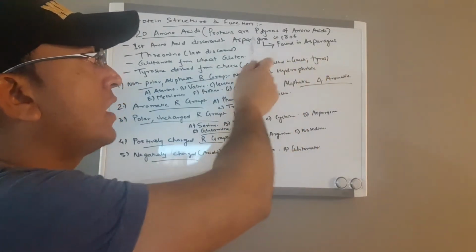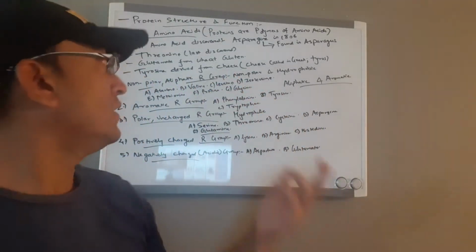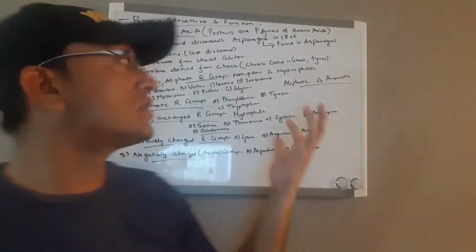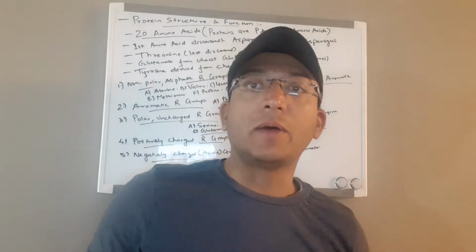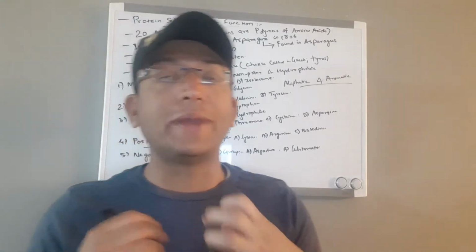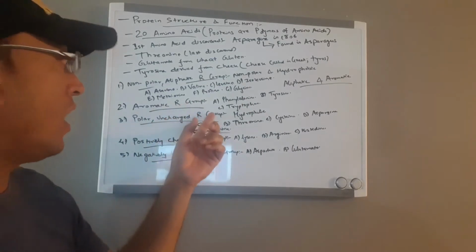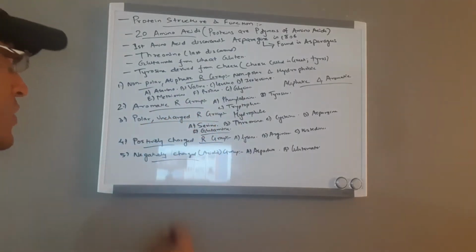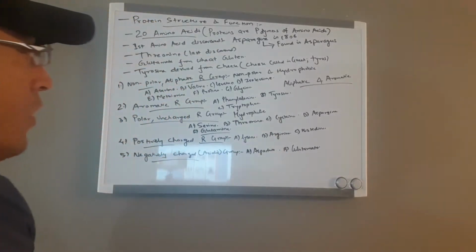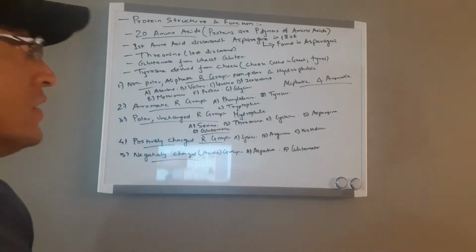The names of the amino acids are just as simple as that. Asparagine is found in asparagus, that's why it's asparagine. Same with glutamate, from wheat gluten. Tyrosine is derived from cheese; the Greek name for cheese was tyros. To understand the 20 amino acids, we divide them into five main classes: non-polar aliphatic R group, aromatic R group, polar uncharged R group, positively charged R group, and negatively charged acidic R group. All 20 are divided into these five classes.